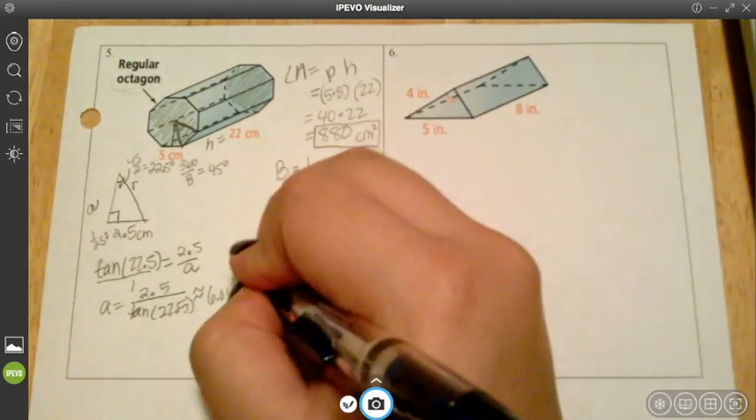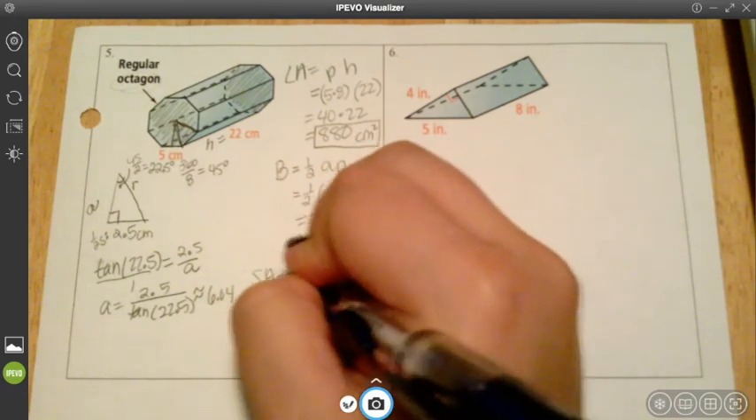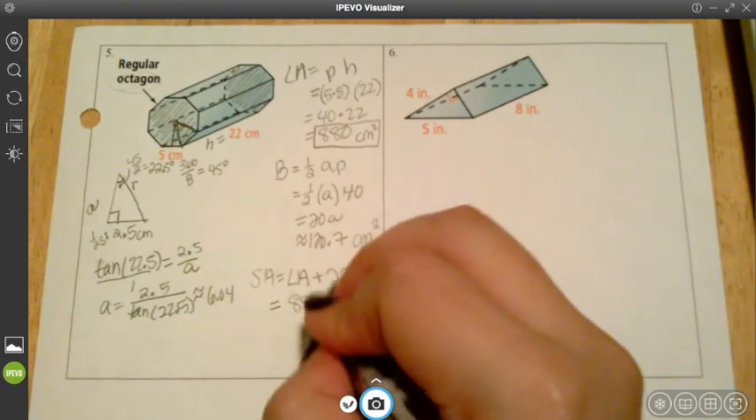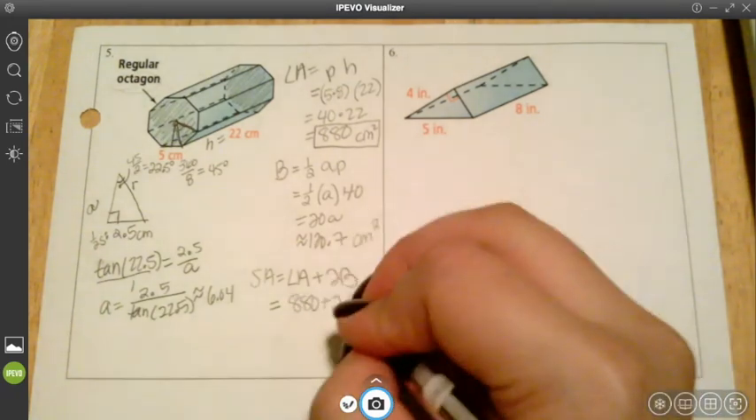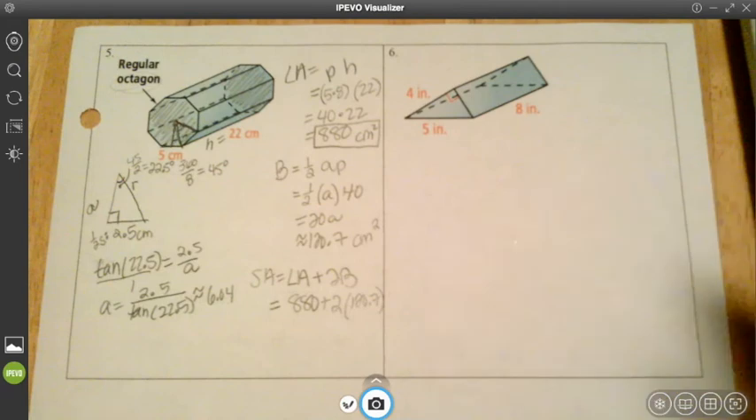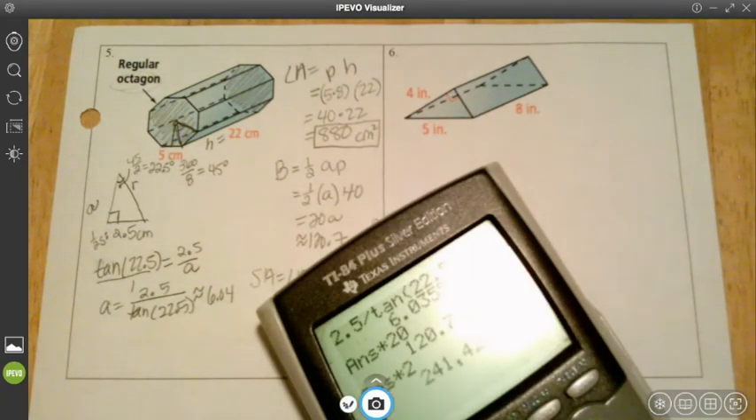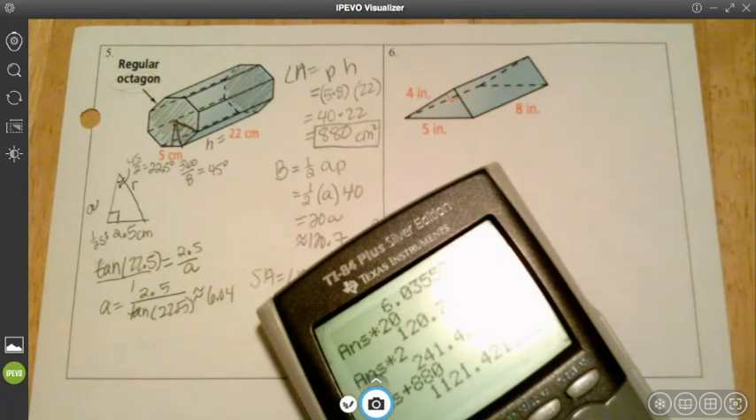Surface area is lateral area plus 2 bases. The lateral area was 880 plus 2 times about 120.7. So I'm going to take that exact value again, times 2, that gives me my 2 bases, plus 880, that will give me my surface area.